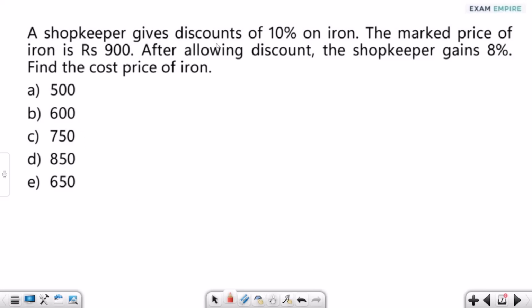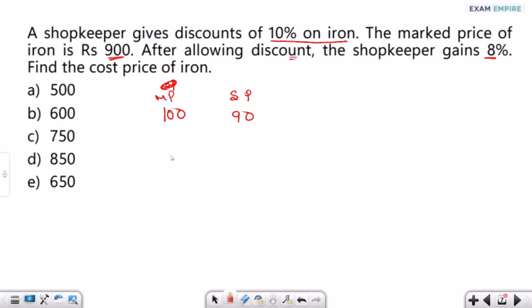The shopkeeper gives a discount of 10% on iron. If I consider 100 as the cost price and 100 as the marked price, he is giving a 10% discount, so 100 will become 90. The marked price of the iron is 900. After allowing the discount, the shopkeeper gains 8%. Find the cost price of the iron.